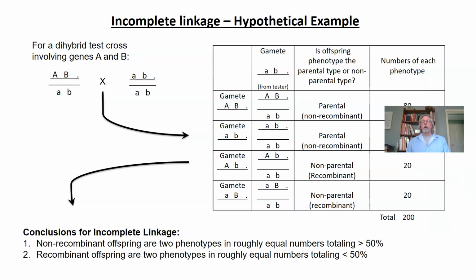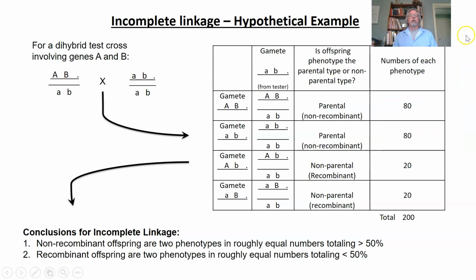Okay, so this slide is somewhat reviewing incomplete linkage, and I want to give you a hypothetical example using numbers for a cross that might produce incomplete linkage. So we're going to do the typical diagnostic cross for linkage, dihybrid test cross, in which one individual is heterozygous for 2 genes, crossed to a tester individual. All right, what are the results from that cross?